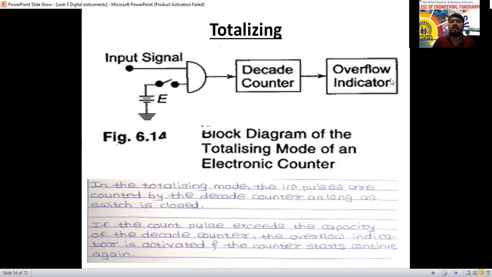For that reason, we are going to use the overflow indicator. It is going to give a signal that it has overflowed, or that its capacity is full. In that situation, what will happen? It will stop and start again for the next cycle, the second cycle, we can call it. So this is called totalizing. It only counts the number of pulses.